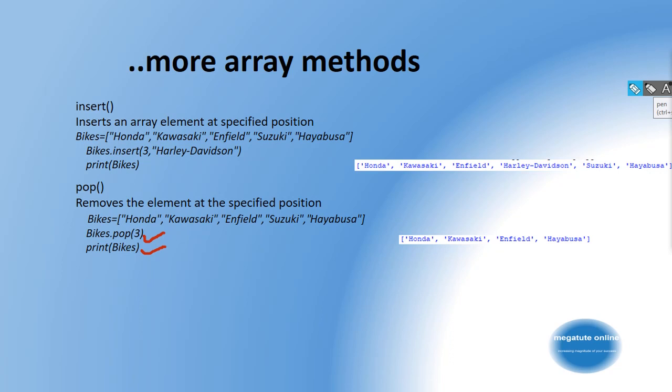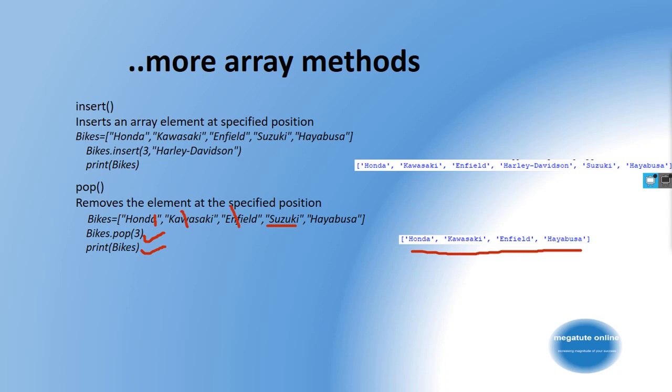So the third position name, which was 0, 1, 2, 3, Suzuki. Yeah, this was in the third position: 0, 1, 2, and 3. This has been removed, and you see in the new list we don't have that name now.